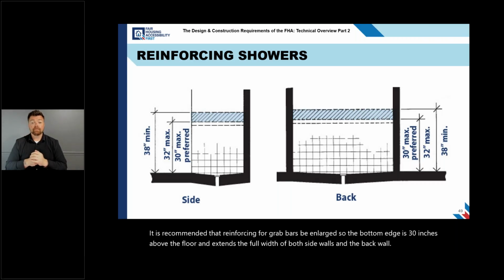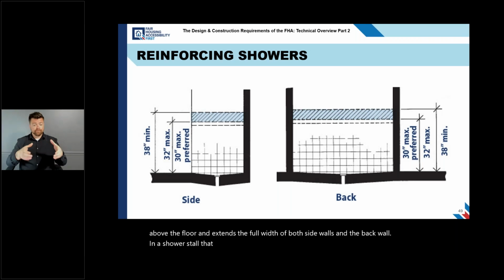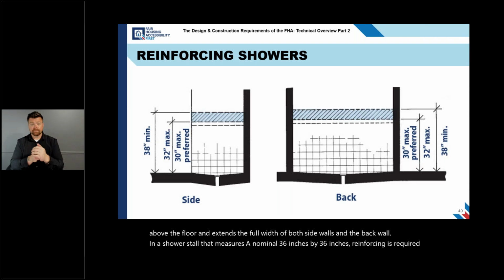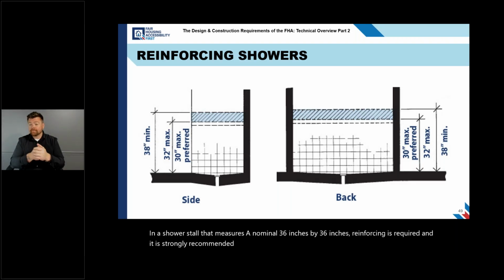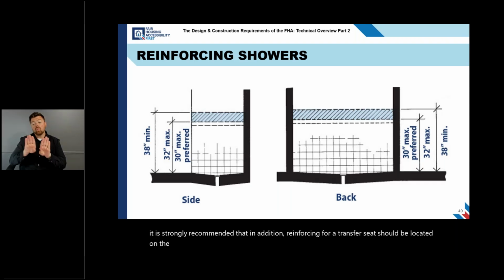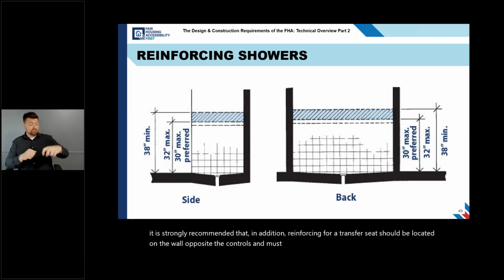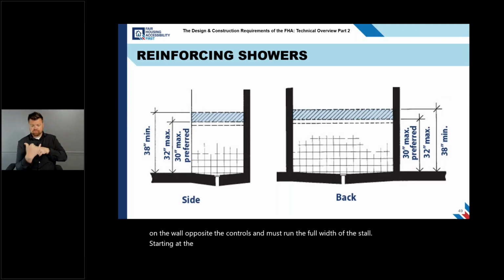In a shower stall that measures a nominal 36 inches by 36 inches, reinforcing is required, and it is strongly recommended that in addition, reinforcing for a transfer seat should be located on the wall opposite the controls and must run the full width of the stall, starting at the floor to a minimum height of 24 inches.